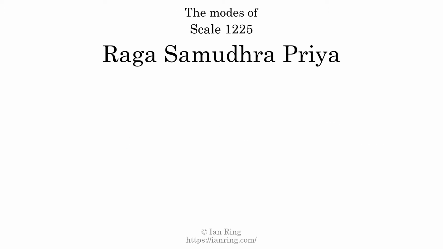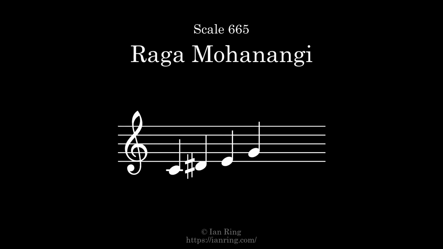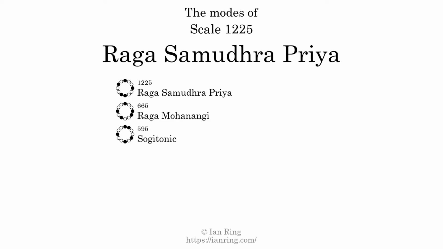This scale has 5 modes. The first mode is itself. The second mode is scale 665, also known as Raga Mohanangi. It sounds like this. The third mode is scale 595, also known as subdiatonic. It sounds like this.